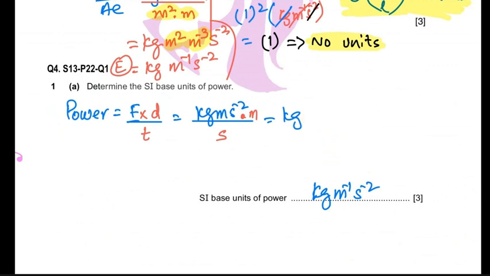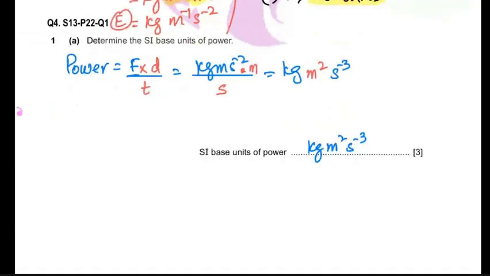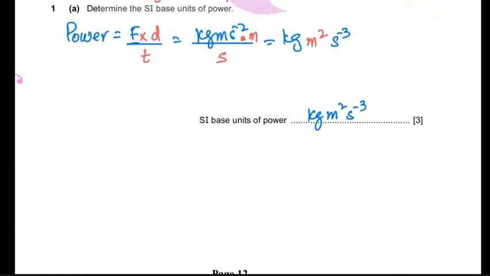kg m^2, and then s^-2 up there and s^1 down there. So it will simplify: s comes up there as s^-1, and it simplifies to s^-3. So it is kg m^2 s^-3, right? kg m^2 s^-3.